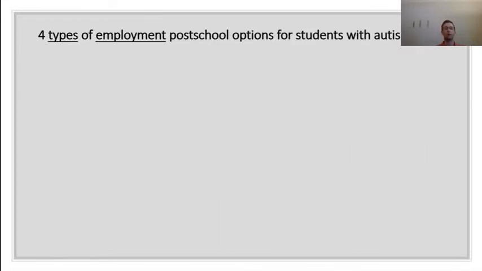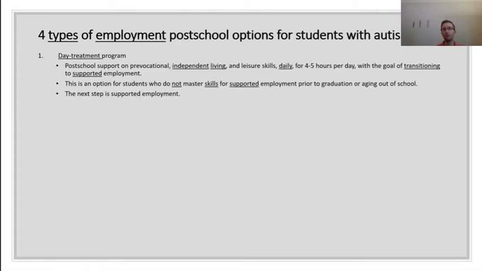A second post-school category or option for students with autism is employment. And here we're going to list 4 types of employment post-school options. The first is a day treatment program. They're provided post-school support on pre-vocational, independent living, and leisure skills.